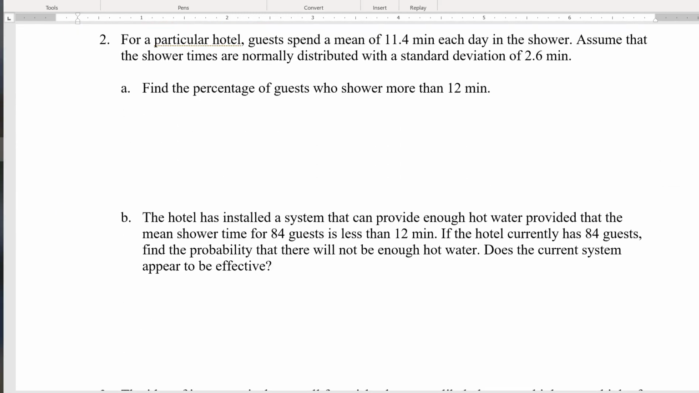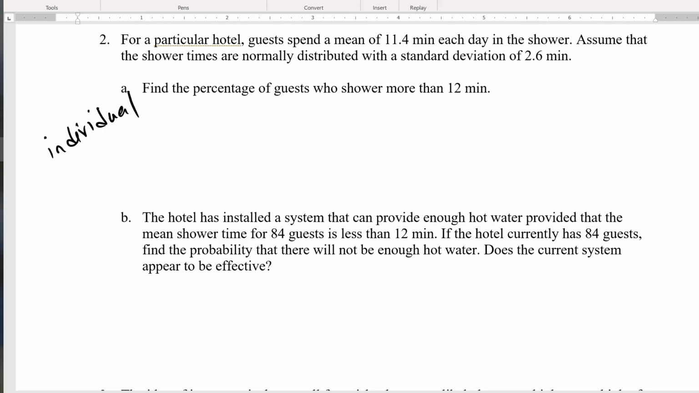At a particular hotel, guests spend an average of 11.4 minutes in the shower. Assume the shower times are normally distributed with the standard deviation. Find the percentage of guests who shower more than 12 minutes. We are dealing with, in A, the percentage of individual guests. What's the probability that an individual guest showers more than 12 minutes, right?